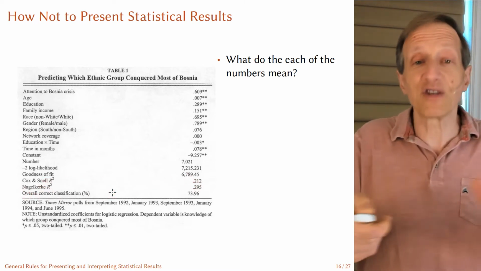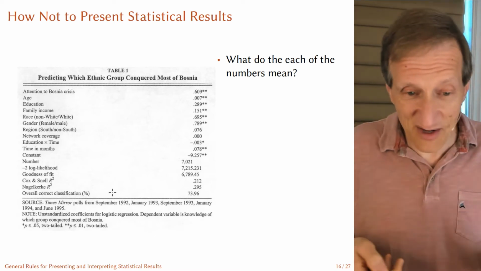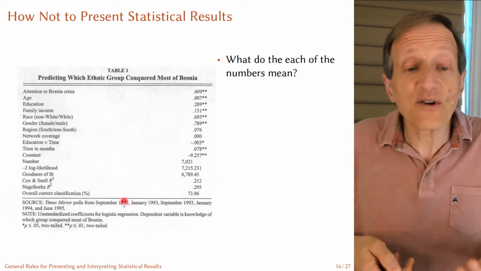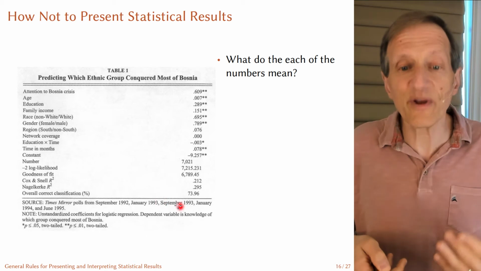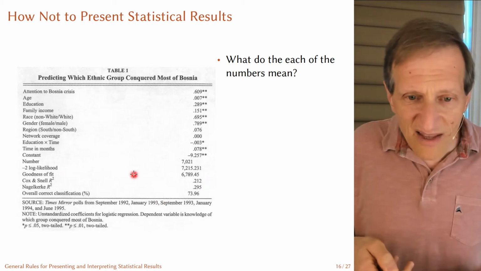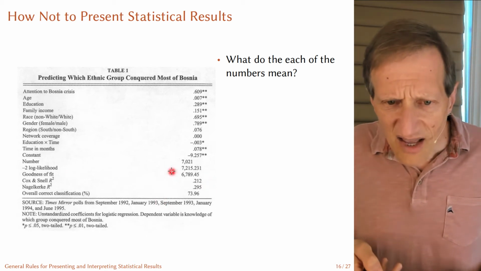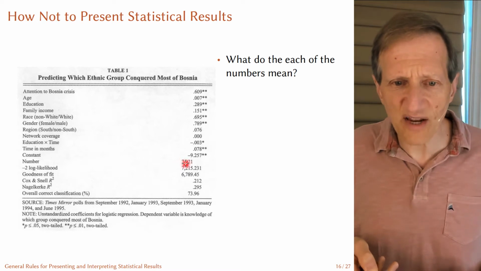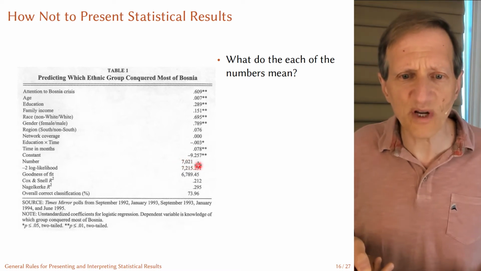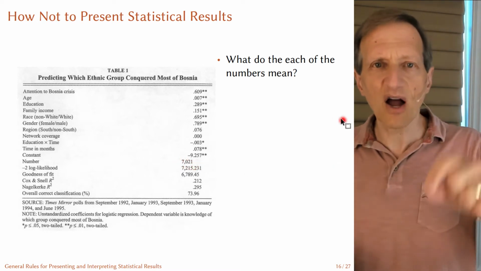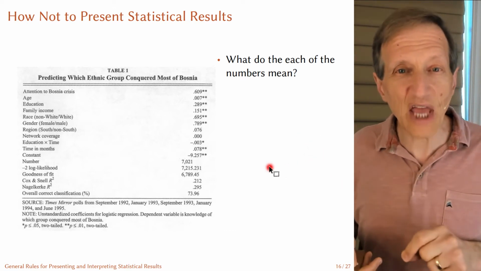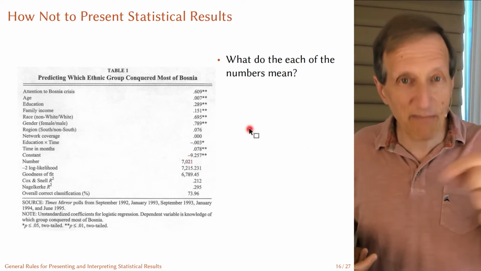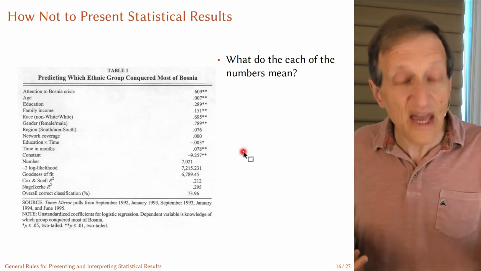I'm sure they have some important heritage, but I don't know why they're here. If they're here, there should be a reason why they're here. This log likelihood, by the way, is 7,215.231. If there's a numeral in your table, it had better have some meaning, such that if it were changed, it would matter.